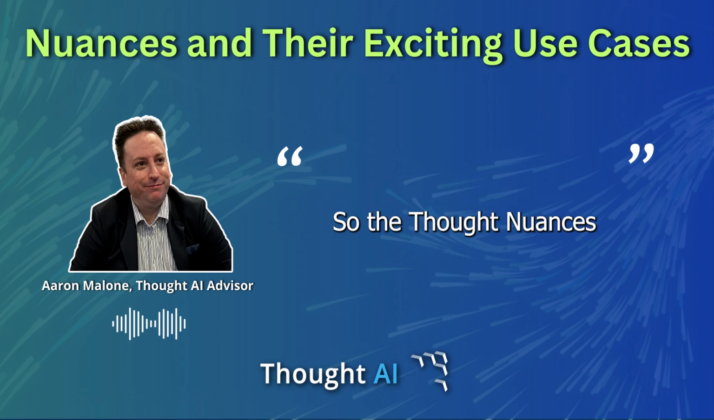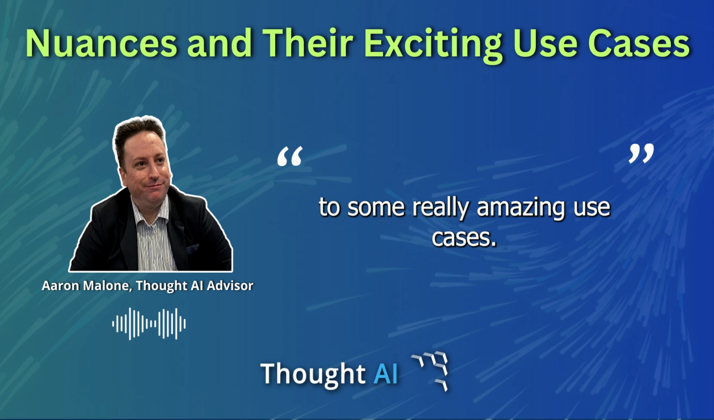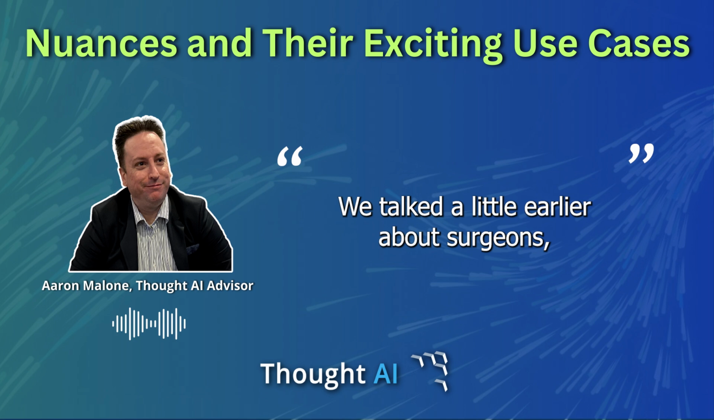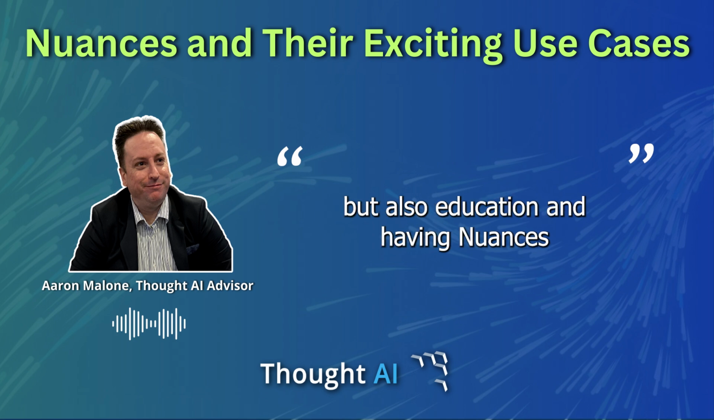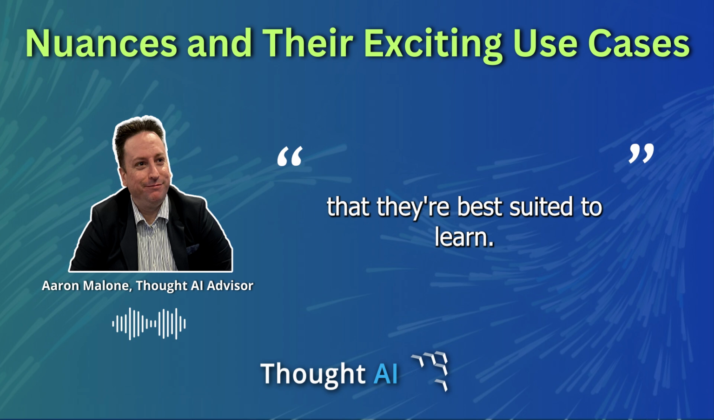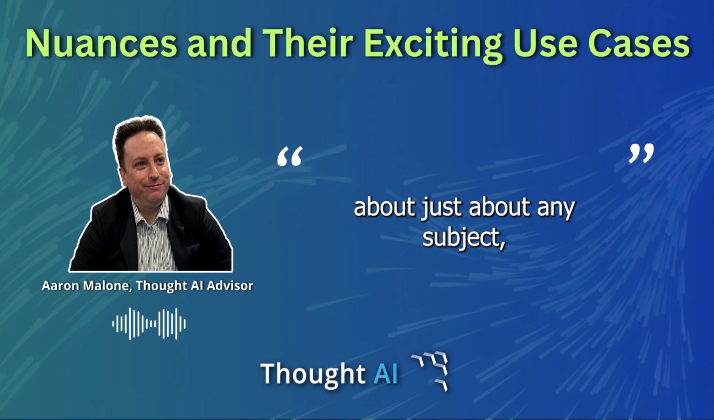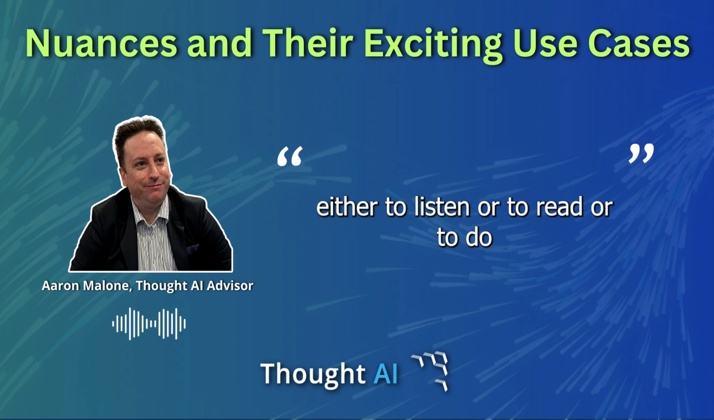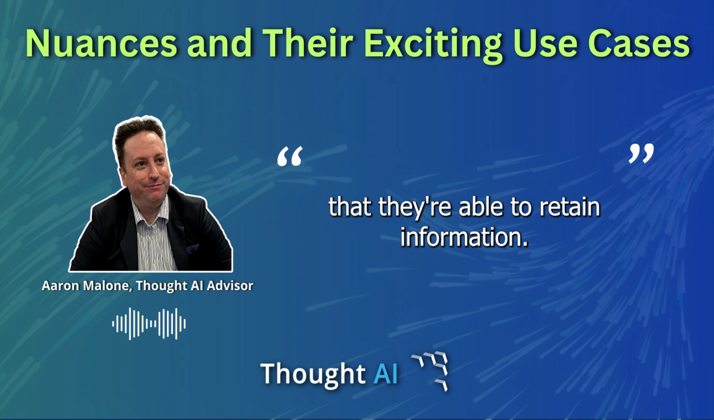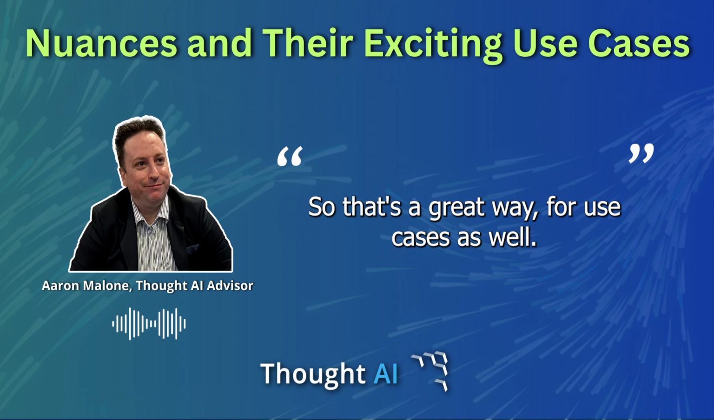So the thought nuances can be combined to work together and evolve to some really amazing use cases. We talked a little earlier about surgeons, but also education, and having nuances then teach humans, specifically kids, in a way that they're best suited to learn. So you can have customized curriculums about just about any subject, and it can be instructing a kid either to listen or to read or to do, once it figures out the best way that they're able to retain information, because everyone's different. So that's a great way for use cases as well.